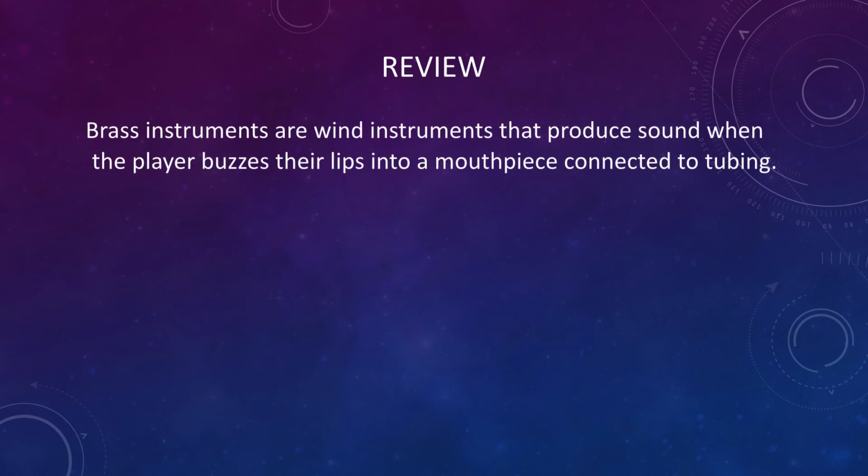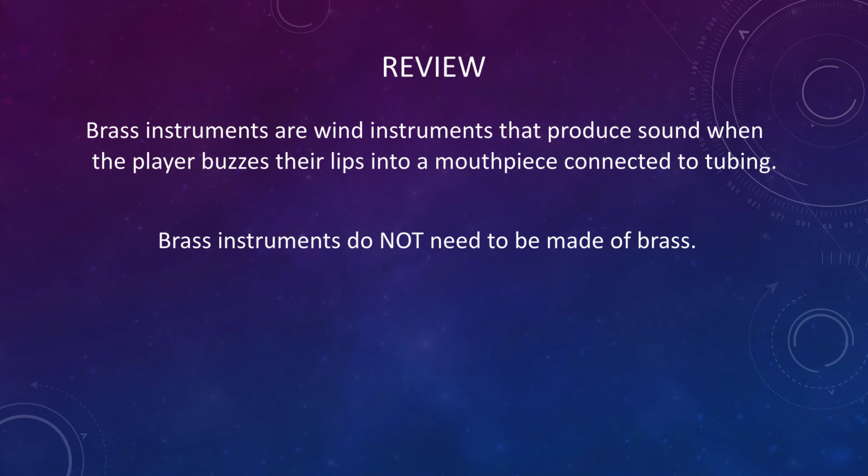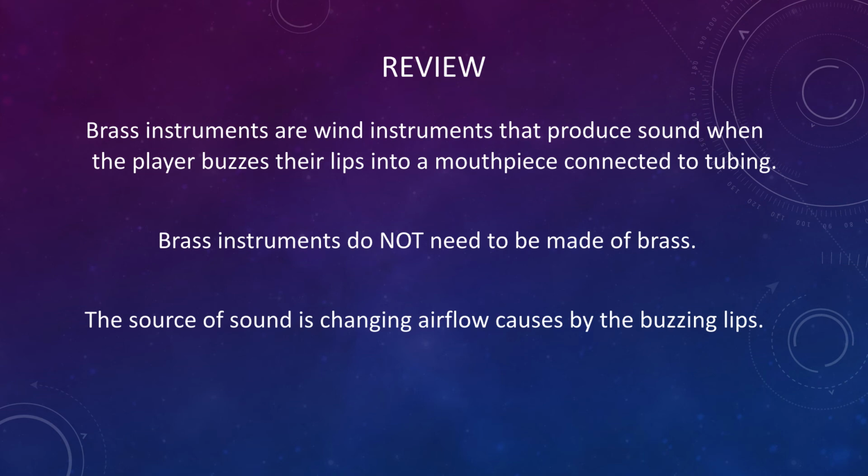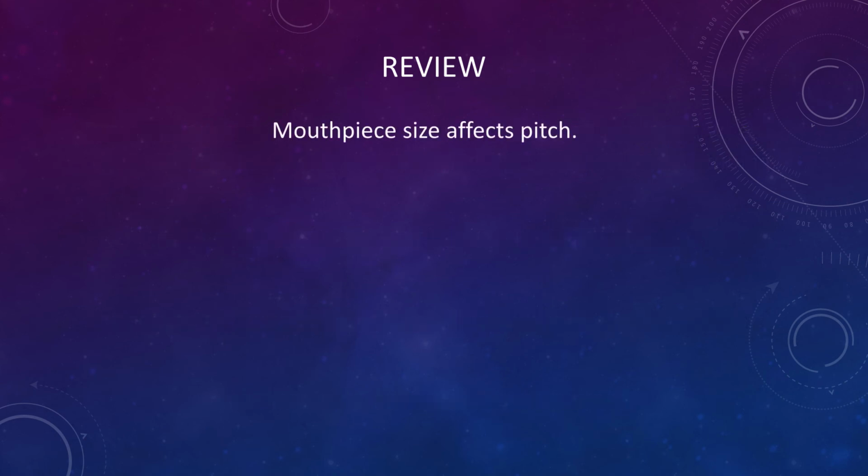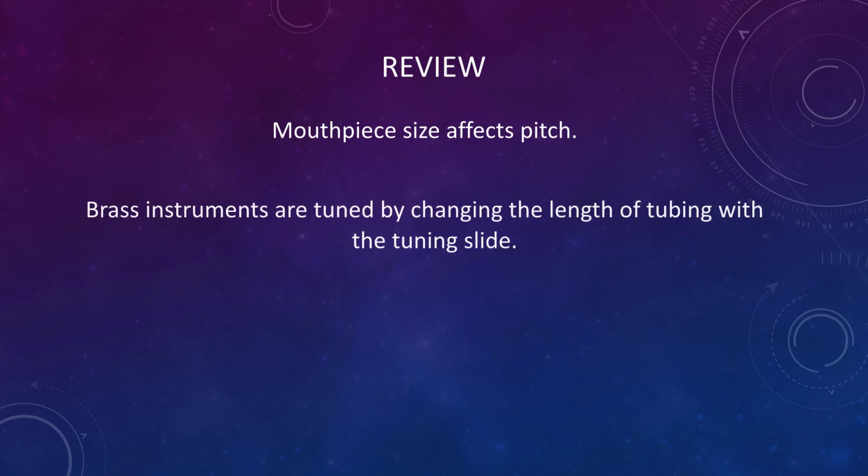To review, brass instruments are wind instruments that produce sound when the player buzzes their lips into a mouthpiece connected to tubing. Brass instruments do not need to be made of brass. The source of sound is changing airflow caused by the buzzing lips. The filter is the tubing of the instrument. Mouthpiece size affects pitch. Brass instruments are tuned by changing the length of the tubing with the tuning slide.